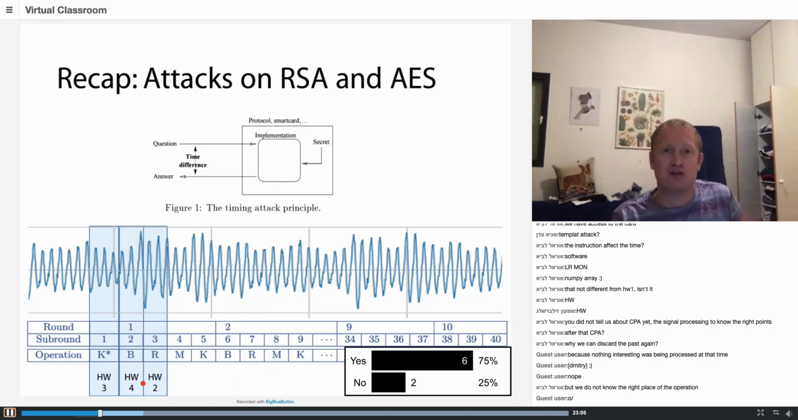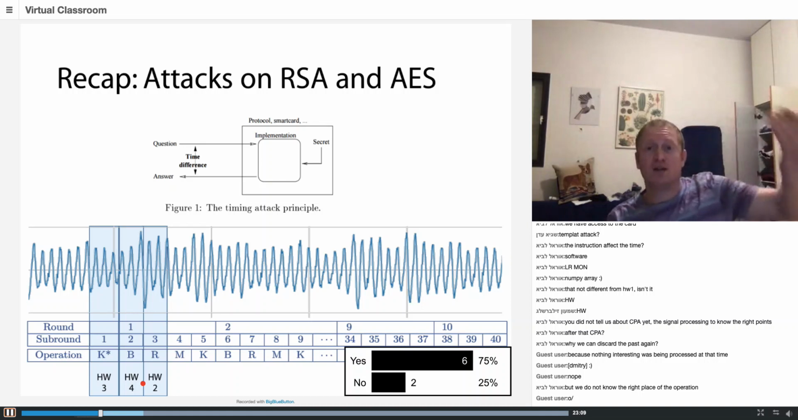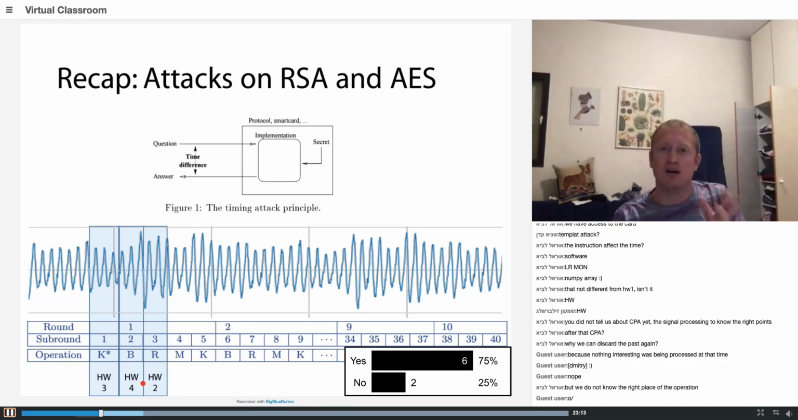Could come out immediately, could come out in a day or a week, if you need to try a lot of possible Hamming weights. Maybe you got it wrong, so you're trying to move them a little. As I said, these measurements have noise.